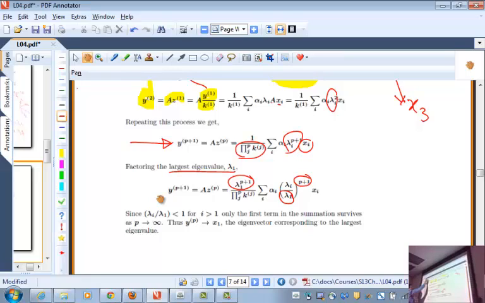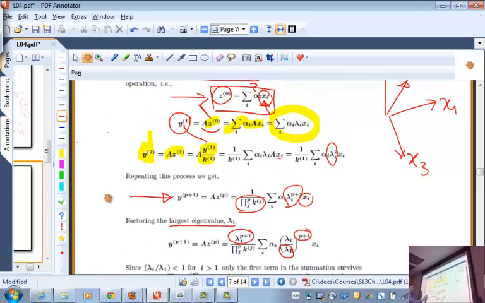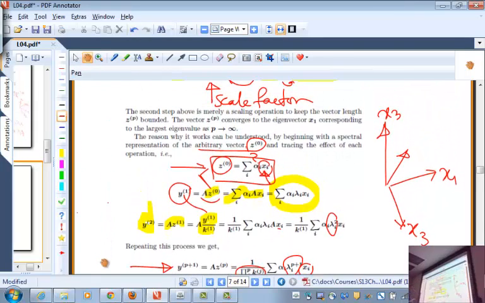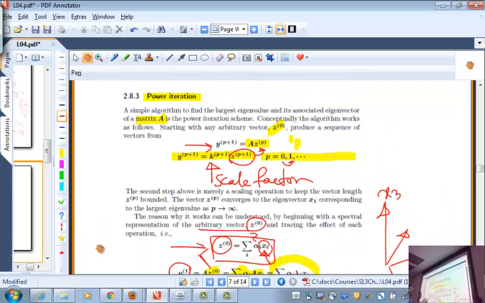The question is, you don't need to know what the largest eigenvalue is. This is an explanation of why it works, but the scheme itself consists of only these two lines. So given A, start with some random vector, keep repeating it, scaling it, you will get the eigenvector, and that will correspond to the largest eigenvalue. So you don't need to know what that value is a priori.